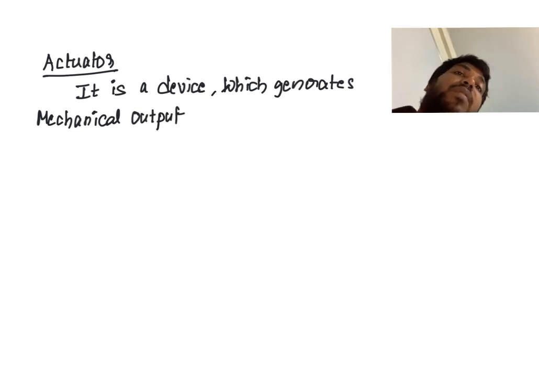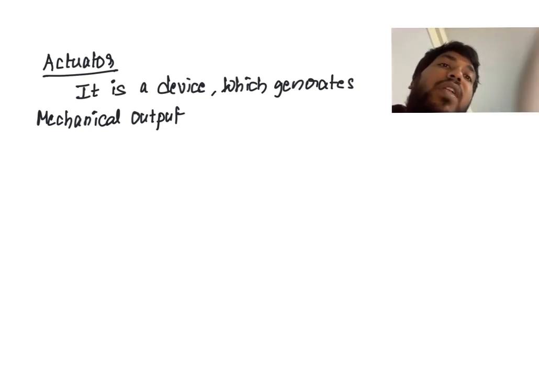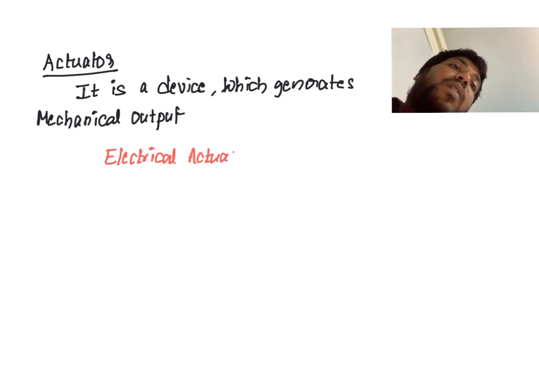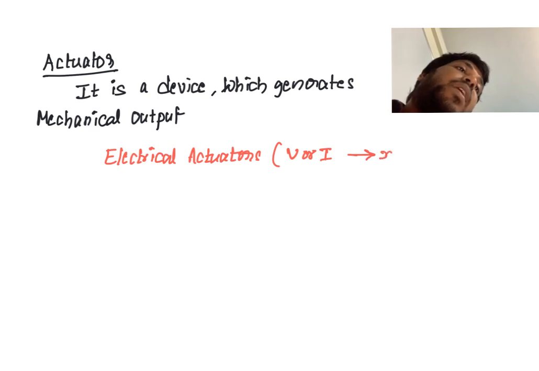How many examples did we see in the previous slide? We saw three types of examples. The first one is the motor, which converts electrical input into mechanical output. Then we also discussed how hydraulic pressure is converted into linear displacement as well as angular displacement. We also saw that air pressure is also converted into linear displacement as well as angular displacement. So broadly classified, there are two types of actuators. The first type is electrical actuators. In electrical actuators, electrical input, that is either voltage or current, is converted into mechanical output, that is either linear displacement or angular displacement.